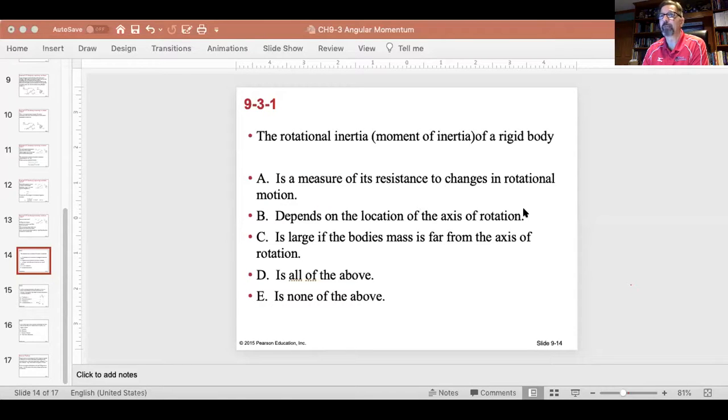Depends on the location of the axis of rotation. Absolutely. It's always nice when the axis of rotation is right at the very center, which it often is, but it could be at some other location, and that would change the moment of inertia. And if the mass is far from the axis of rotation, that makes the moment of inertia bigger, just like the example of our ice skaters. So all of the above is absolutely the right answer. And if you can keep that in mind, it makes your ability to think about the problems a whole lot easier. All right, I'm going to use the same poll here again for the next question.